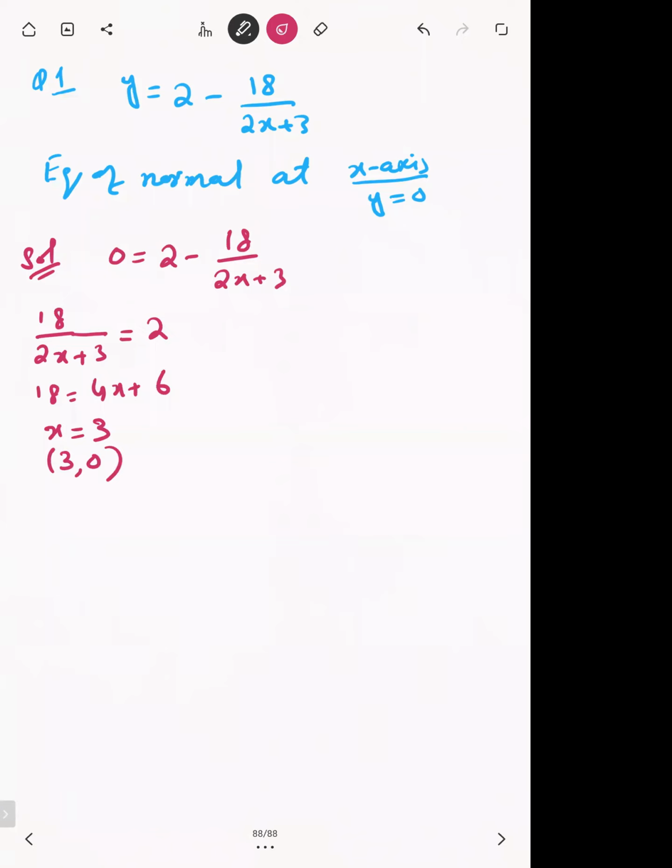Okay, to find the equation of normal, we need to find the gradient of normal. To find the gradient of normal, we need the gradient of tangent first. And how to find the gradient of tangent? By differentiation. So let's differentiate the original curve. Your curve is y is equal to 2 minus 18, and I need to shift 2x plus 3 into the numerator. It will become (2x plus 3) whole power minus 1.